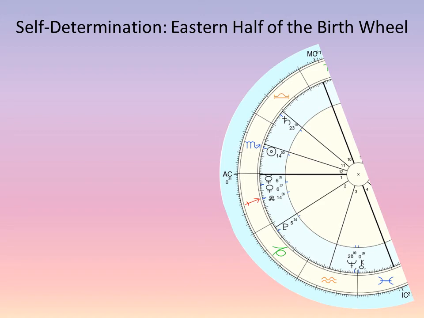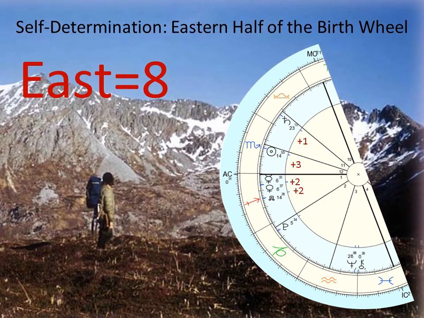So now what we're going to do is look at the distribution of planetary energy in each of the hemispheres of the birth wheel. So we'll start with the eastern half of the birth wheel, which is all about self-determination. Here I add up the numbers by planetary weights, and it comes out to a unit of 8 to the east. And so here's the picture of the guy who's doing it. He's taking the chance, and it's about what he wills.